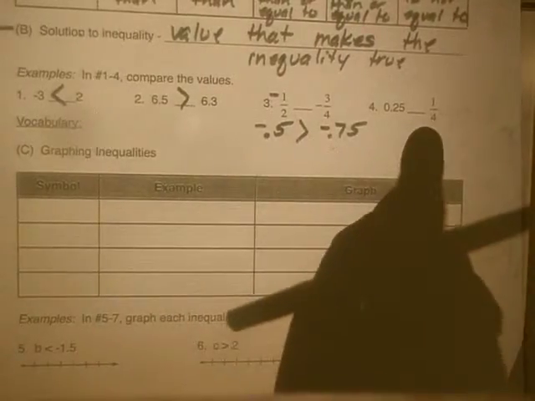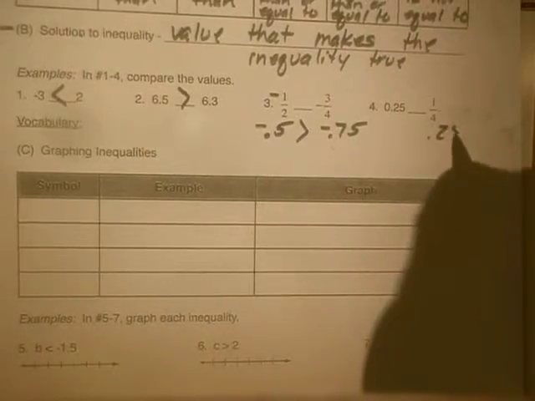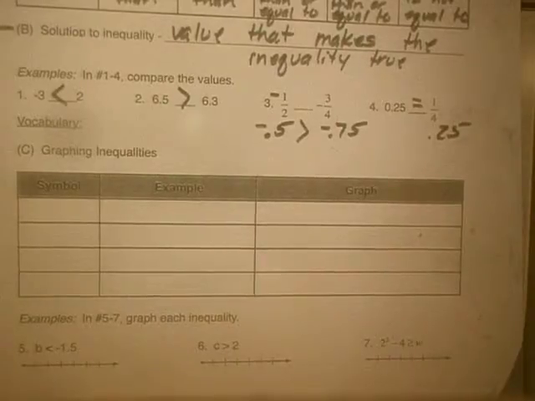And number 4, we're going to change both of these. We're going to change this to a decimal, which is 0.25, and then those two things are equal.